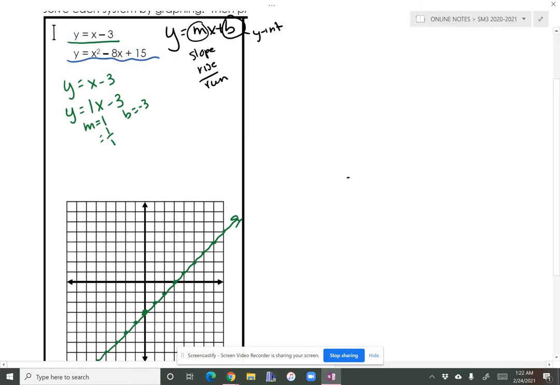Then I'm going to graph this one. And there's a couple things I could do. First thing I could do, if I remember, it's in standard form. So A, B, and C mean something. For this one, A equals 1, B is negative 8, and C is 15, which tells me a couple things. A tells me that it opens up, okay, because A is greater than 0. B doesn't tell me anything at the moment, but C tells me that its y-intercept is at 15.